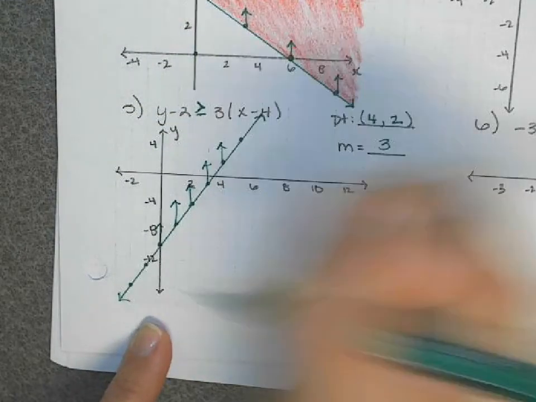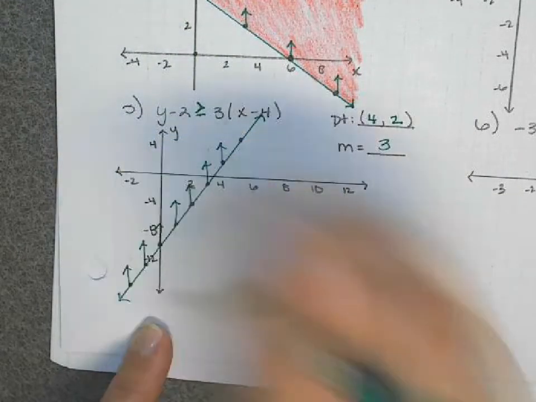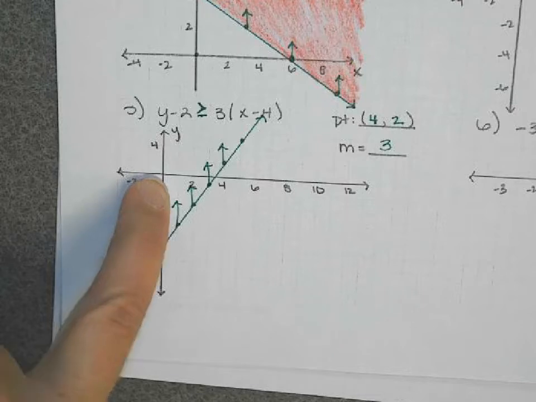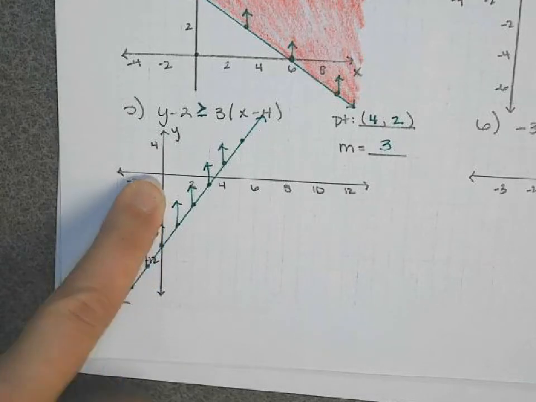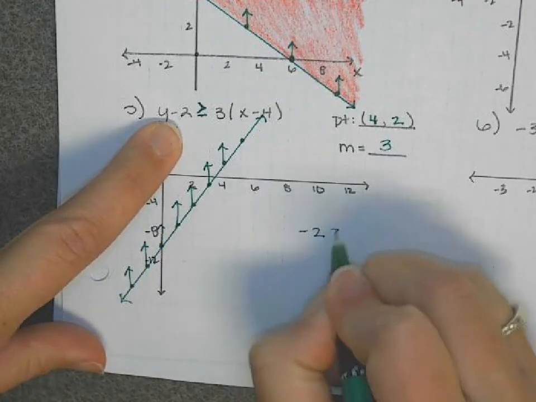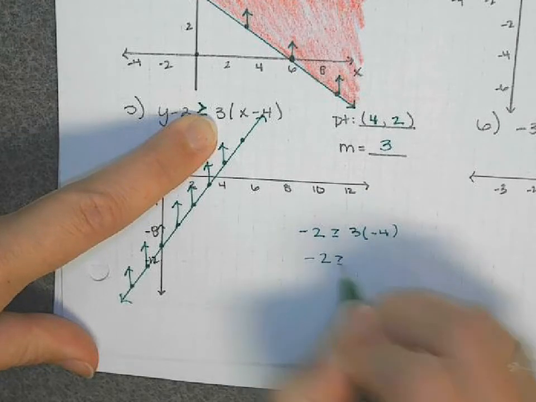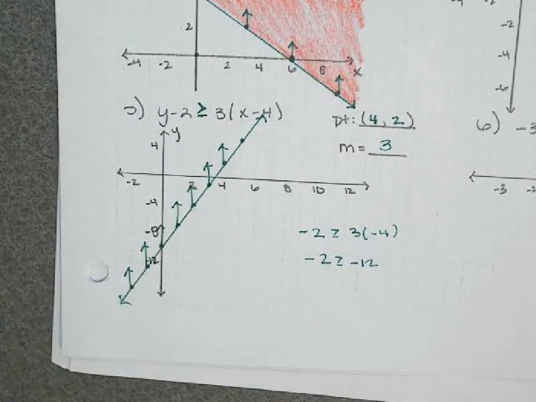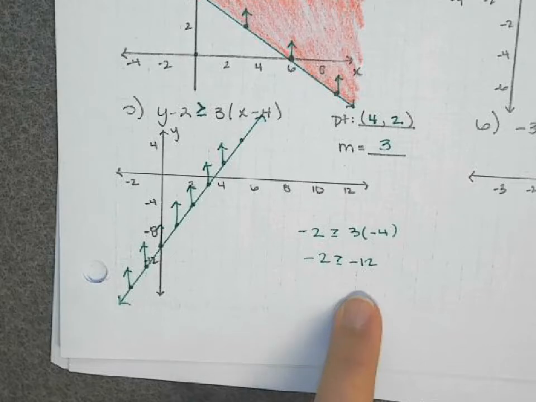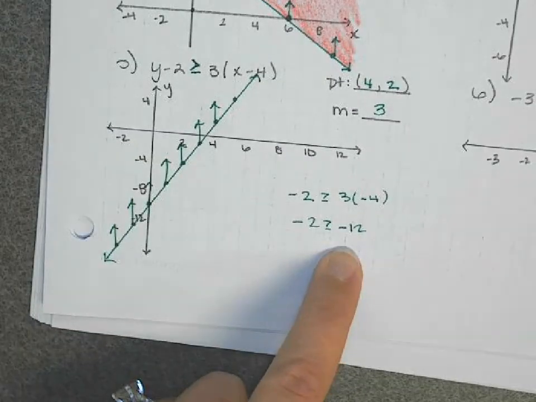Now we could test it. We could plug in 0, 0. Is 0, 0 supposed to be part of the solution? It should be. So if I plug it in, I'm going to get -2 on this side. I'd have 3 times -4 over here. Is -2 bigger than -12? Yeah. Sure is. So cool. 0, 0 is supposed to be a solution. I can see it's a solution.